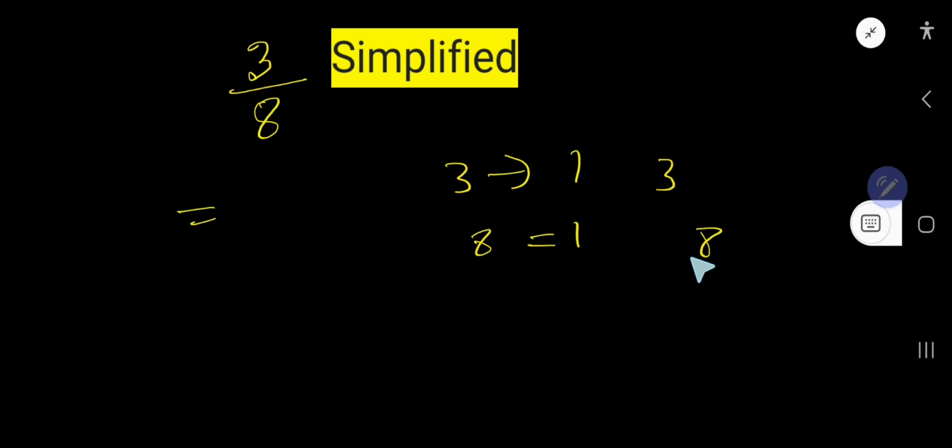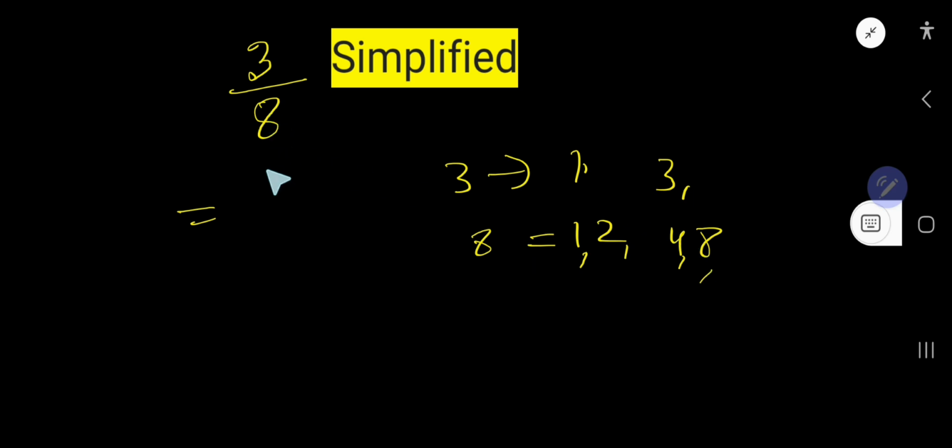that is, 1 times 8 is 8, then 2 times what equals 8? 4, right? Then, what about 8? 3 times what equals 8? Nothing. So the factors of 8 are 1, 2, 4, 8, and 1 and 3 are the factors of 3.